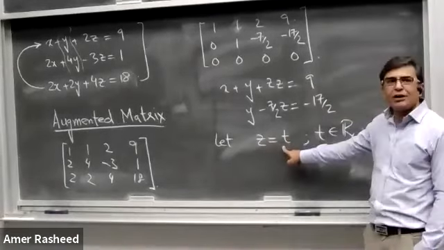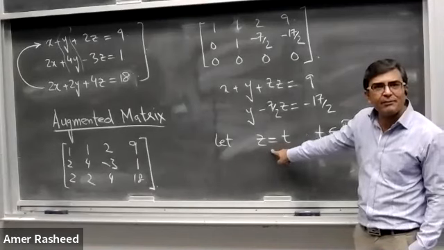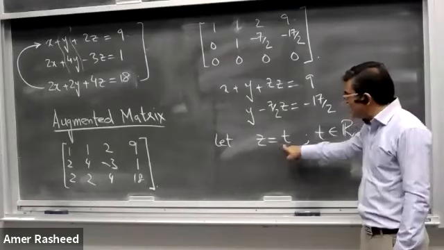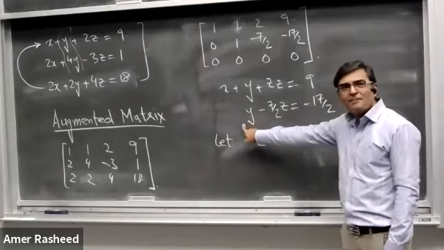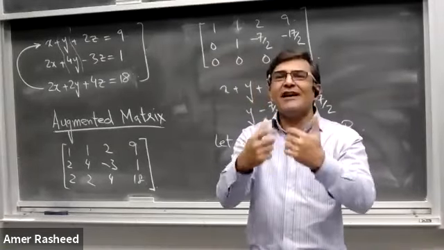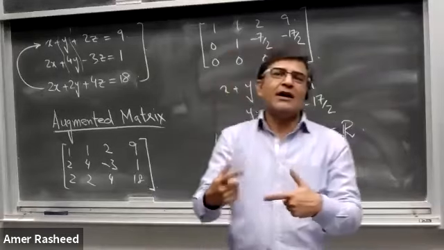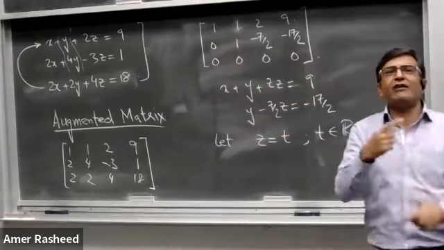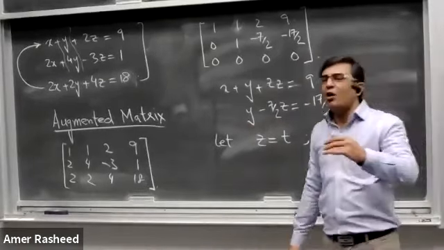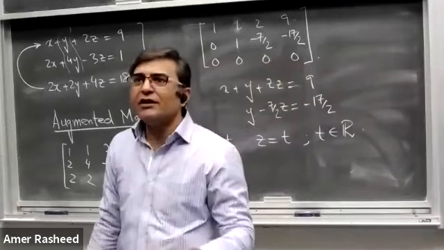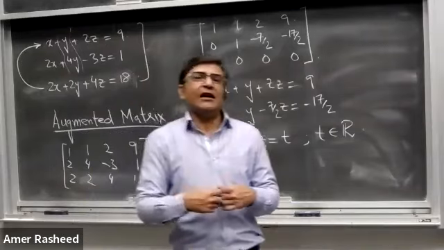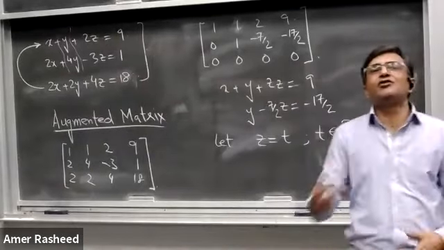We introduce z is equal to t, where z is a free variable, t is a parameter which belongs to R. Now, by inserting z is equal to t here, you can get the value of y in terms of t. And then after getting the values of y and z in terms of t, you can insert them back into equation 1, and you can find the value of x as well in terms of t. So all the three variables now have been found in terms of t. Because t is a parameter, we must have infinitely many solutions by changing the values of t.